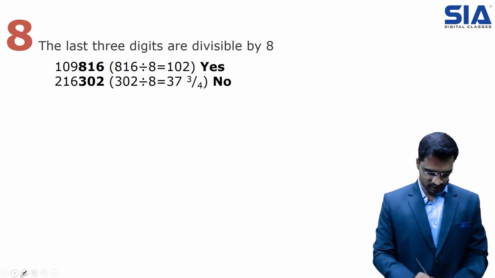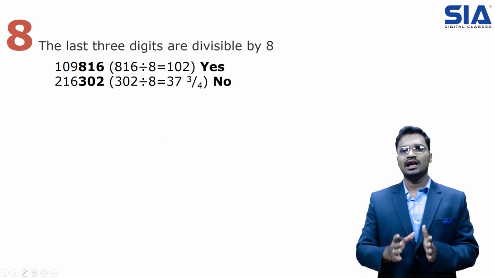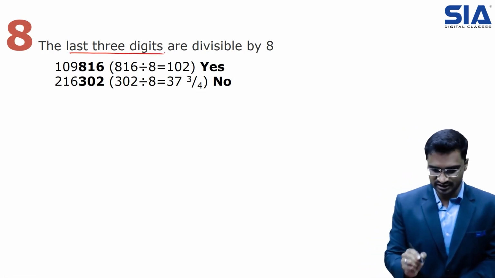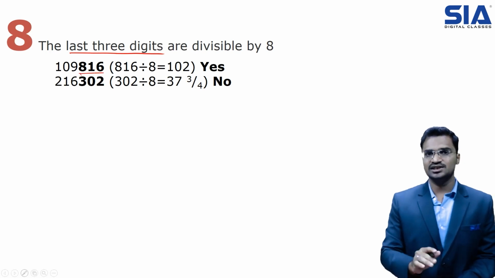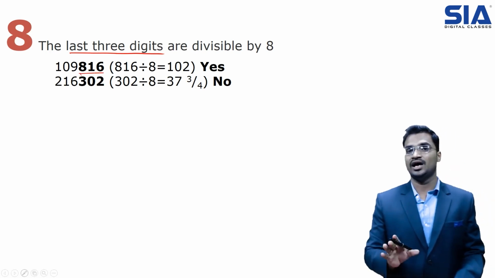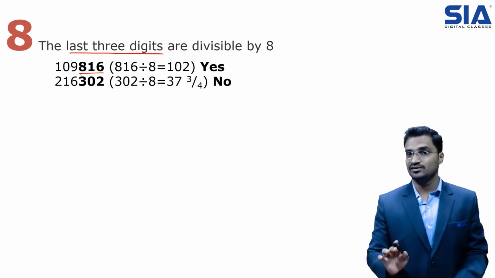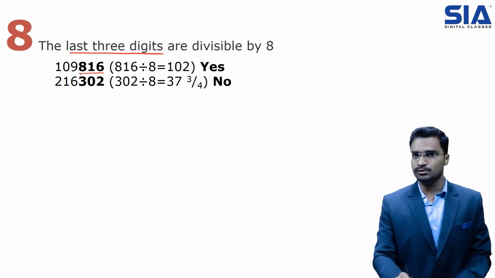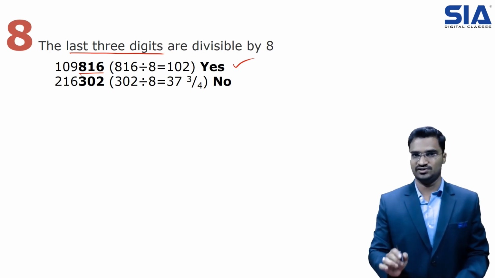Now coming to the divisibility rule of 8. The divisibility rule of 8 says that the last 3 digits should be divisible by 8. For example, 109816. Is 816 divisible by 8? We have to check that itself. If 816 is divisible by 8, then that particular number is divisible by 8. Now 816 is divisible by 8. So the particular number 109816 is divisible.